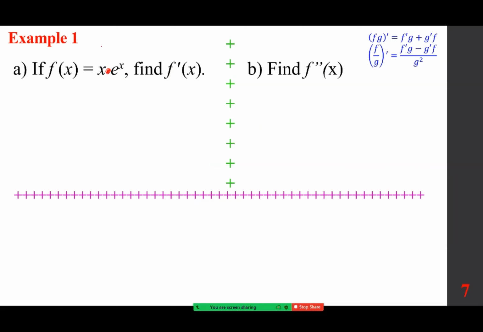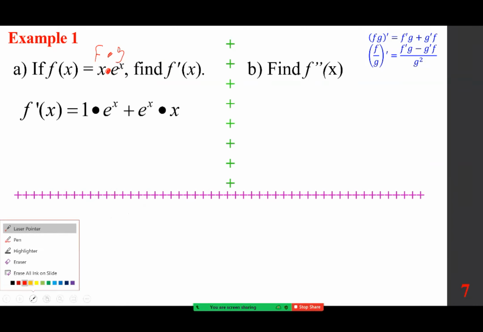And I'm going to call this F, and I'm going to call this G. So we're going to use the product rule. The derivative of F, this is F prime G. Now this is 1 times e to the power of x, plus G prime, the derivative of e to the power of x is itself, times x. So I'm going to write it as follows.